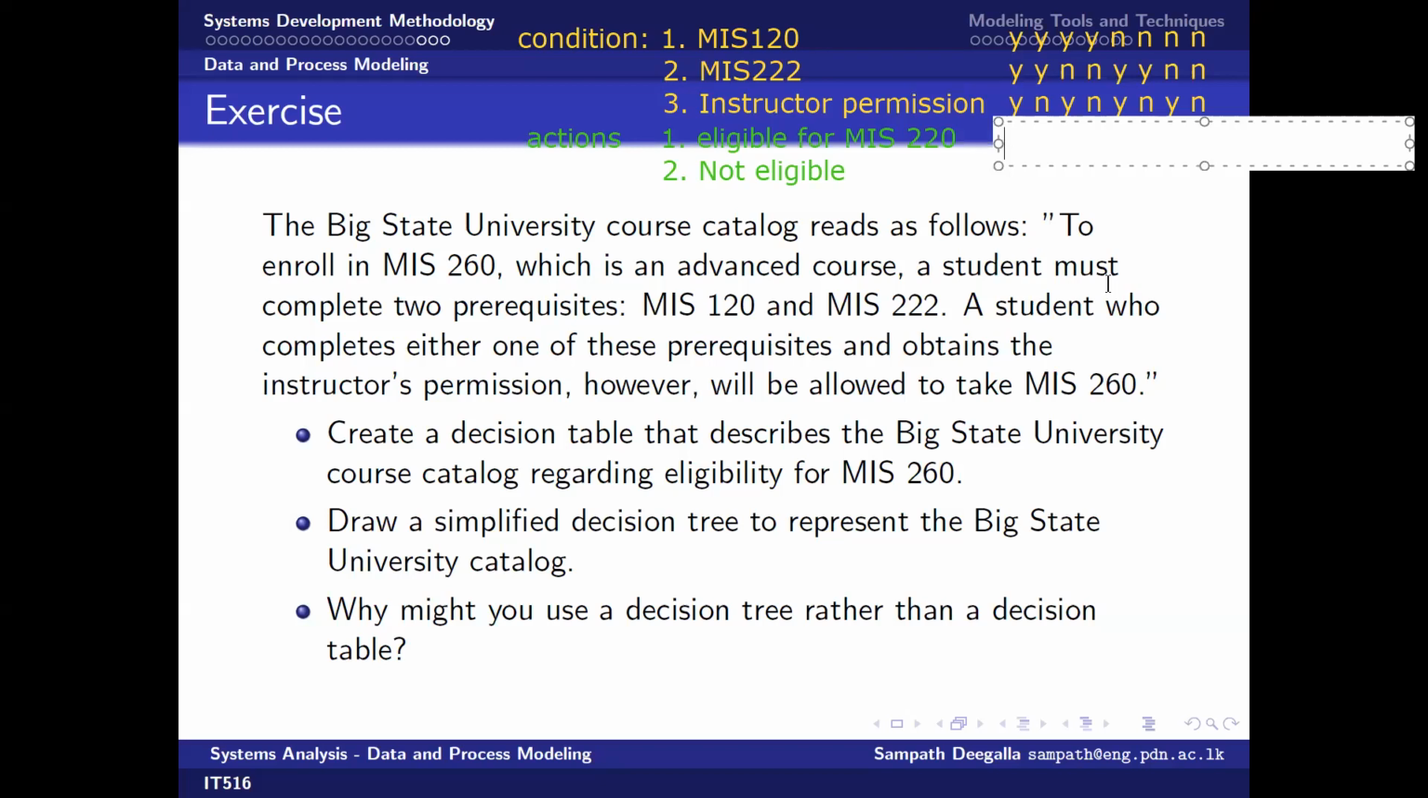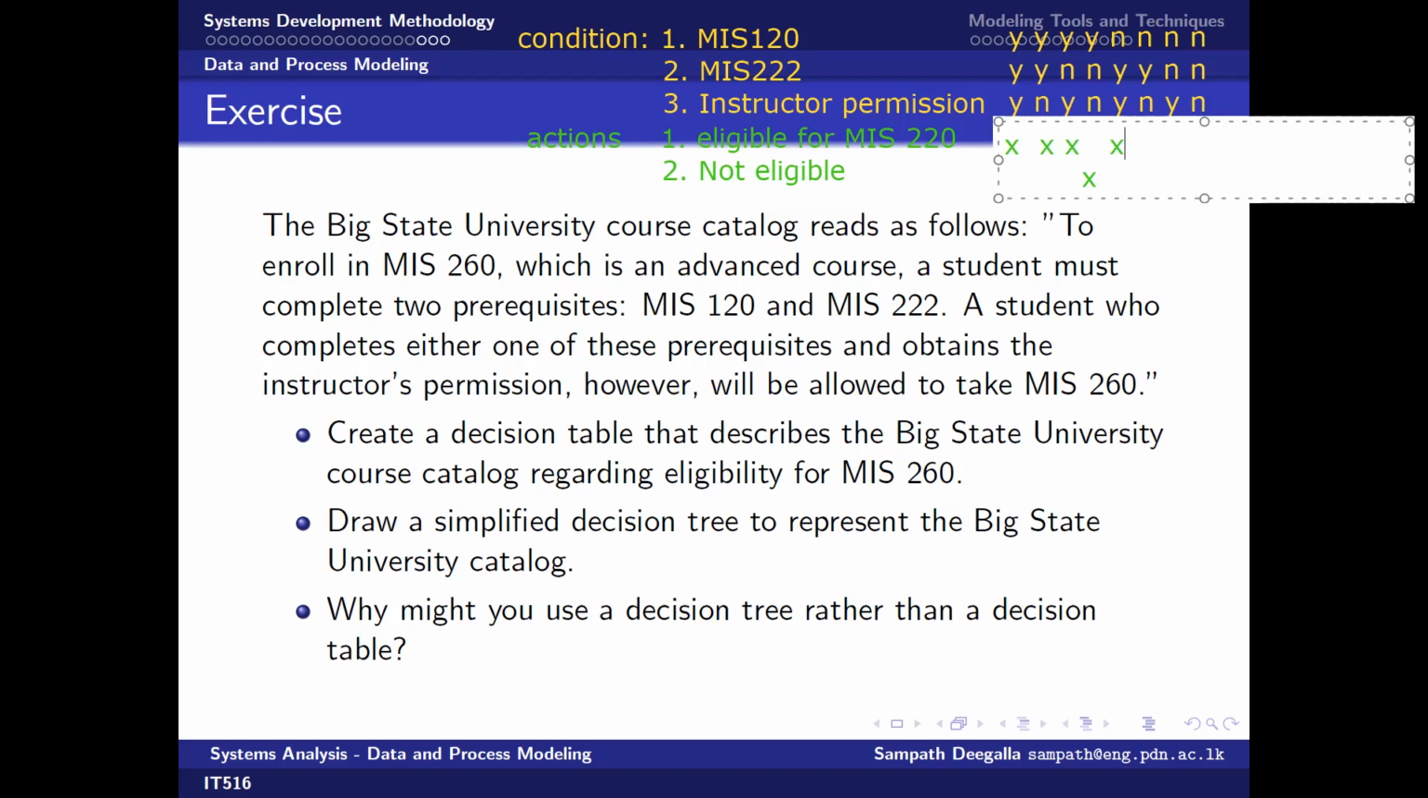You don't actually need the third condition, because if you have passed both, then there's no need. But if you go for instructor permission only, it's compulsory. So this will be yes. I will put it across here. For the second one, again both completed, eligible. Third one, only one of them, but the instructor permission is given: eligible. One of them, instructor permission not given: not eligible. And this is eligible, right?